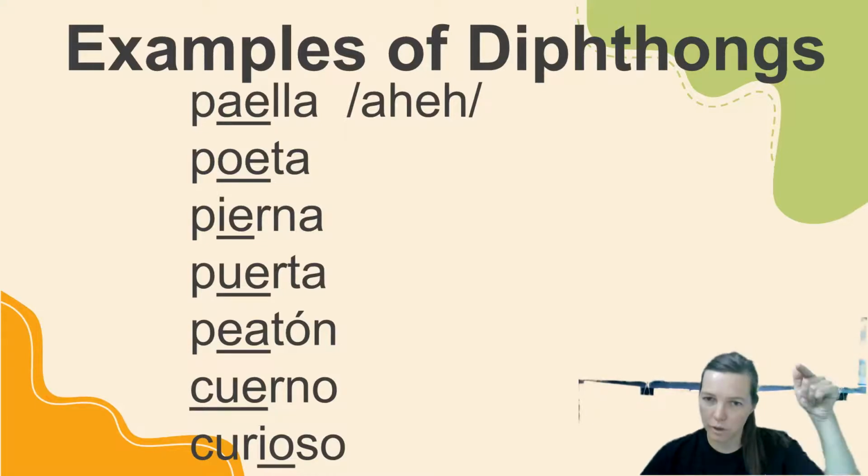Cuerno is the word for horn in Spanish. Cuerno, again, the 2 vowels are the U and E. And the last word is curious, of course. Curioso.